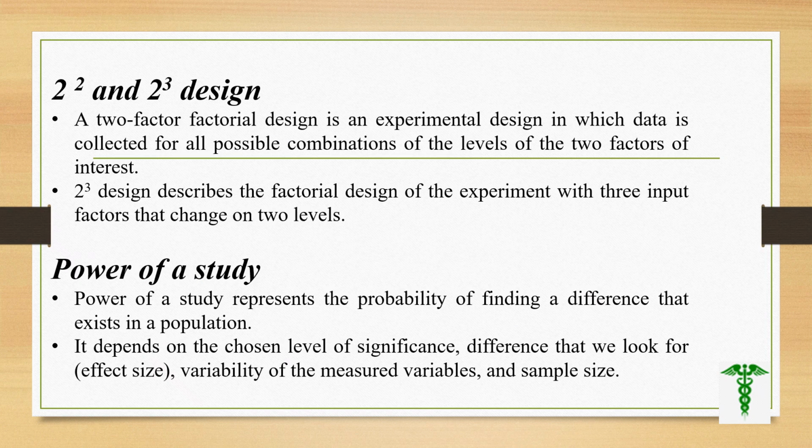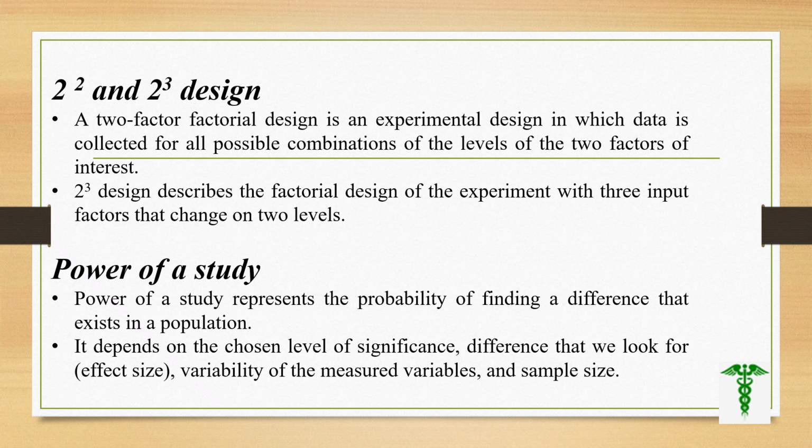Next part is 2 square and 2 cube design. It's a 2 factor factorial design. So we can call it an experimental design where data is collected for all the possible combinations of two factors. And 2 cube means we are giving three input factors that change on 2 levels. That is, the level is 2 and whatever number of inputs we give will come as a superscript or power. So we say 2 power 2, 2 power 3, like that.